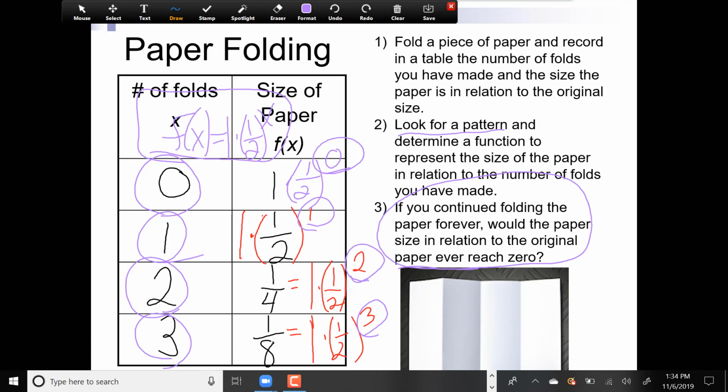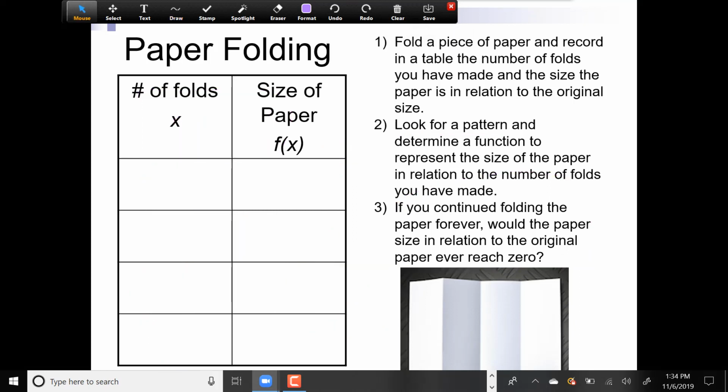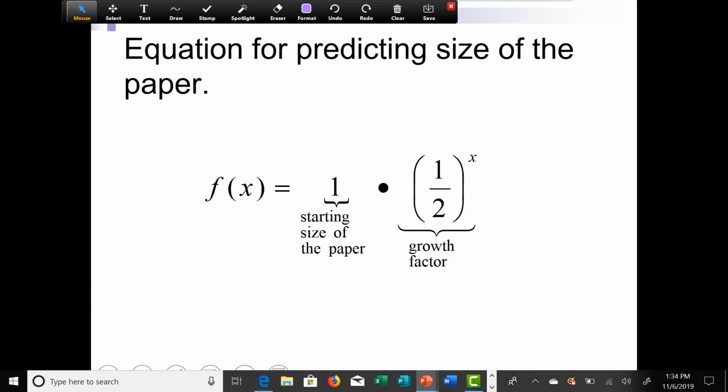So let's take a look at the graph of that function in Desmos after we summarize our function. So our function ended up being f of x, where the first value was your starting size of the paper. Notice we had the starting size of our herd, and now we have the starting size of the paper. That first value is always going to be the starting size. And our growth factor in this case, because it's decaying, is 1/2 to the x.